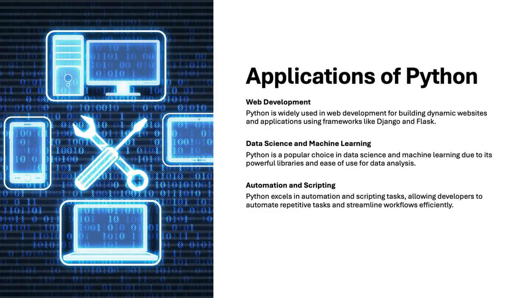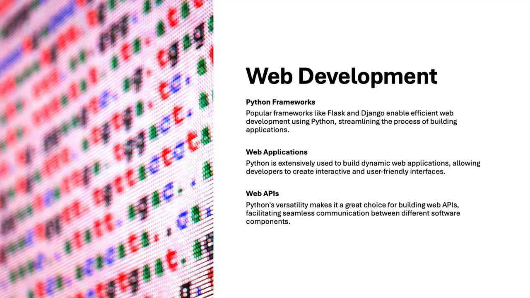Python is a versatile programming language that can be used for a wide range of applications. We'll explore some of the most popular applications of Python, including web development, data science, and machine learning, and automation and scripting. Python is widely used in web development with popular frameworks such as Flask and Django. We'll explore how Python is used to build web applications and web APIs.